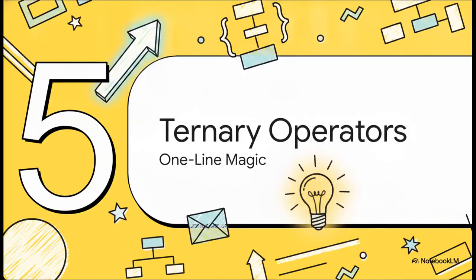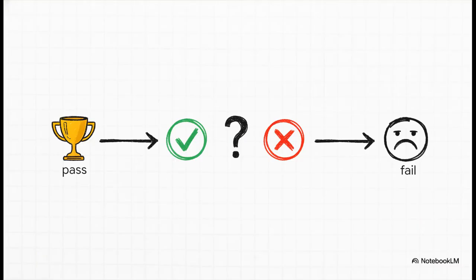And finally, section 5. One-line magic with ternary operators. Okay, now for the ultimate cheat code. The ternary operator is an incredibly short and sweet way to write an entire if-else statement in one single line. Because, let's be honest with ourselves, developers love efficiency, which is really just a fancy word for being delightfully lazy.